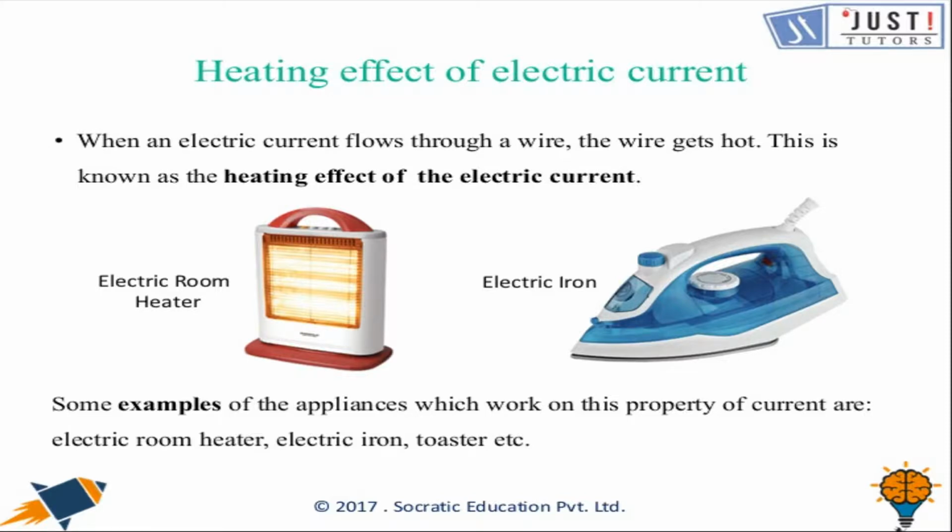Some examples of appliances which work on this principle are the electric room heater. It can be the electric iron as well. As you can see, they have got this wire inside them. When current flows through them, they heat up and provide warmth to the surroundings. Some more examples of appliances that work on this principle are a hair dryer, an electric stove, an immersion water rod, coffee maker, etc.